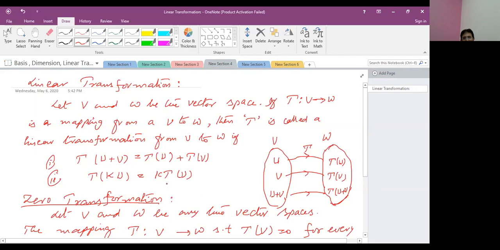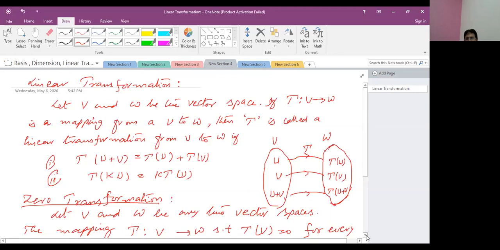So if you see that there are two vectors U and V, the vector space has three elements: U, V and U plus V. So the transformation of these gives T of U, T of V and T of U plus V.